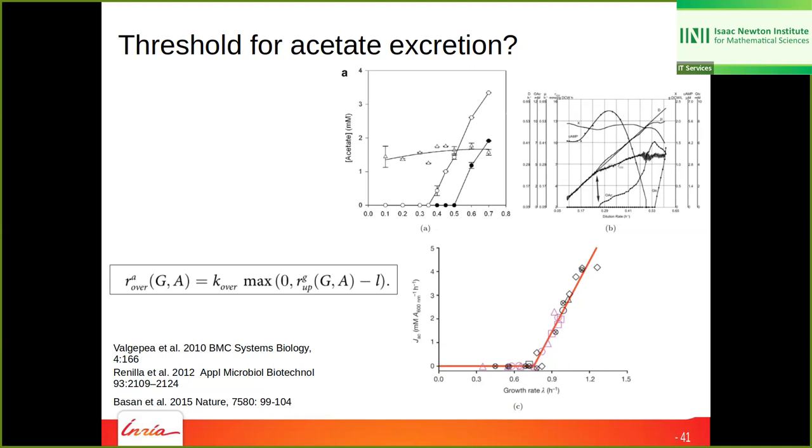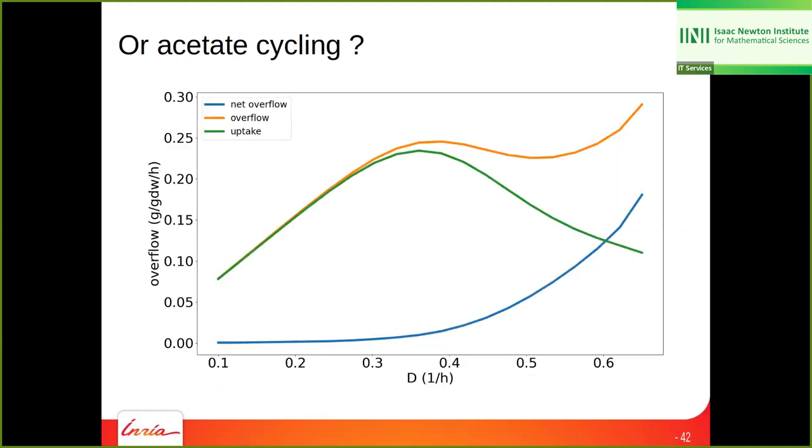That was kind of being shown more and more. So when we make a model of acetate cycling, which I'm not showing here, but if you want to talk about it, you can, we can actually show that you can get a model where you basically have the same overflow as uptake, which then leads to indeed this kind of threshold. Okay, perfect. So you can get a sort of threshold-like model, even if you don't actually implement it as a phenomenological rule.